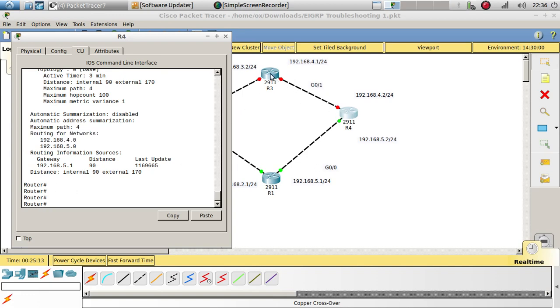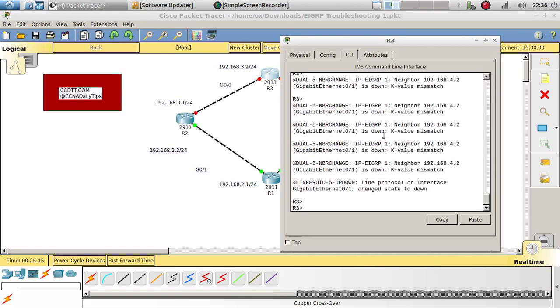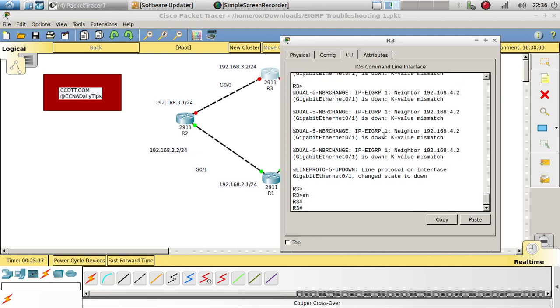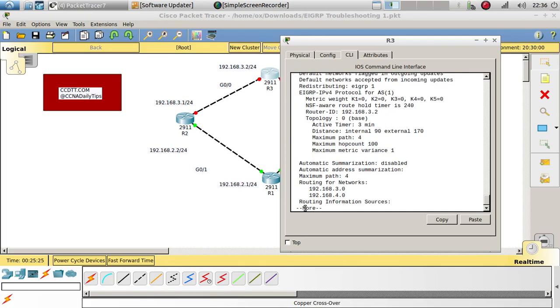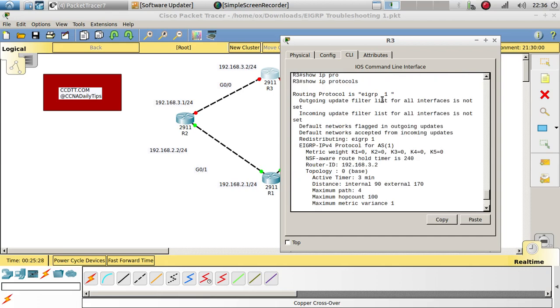So that's literally it, router 3 is the one with the incorrect K values. So we can do show IP protocols. Let's see, autonomous system 1, K value is 0. As you can see, the first one is supposed to be 1. This one is correct, but this one is incorrect. So K value 3 and 1 are incorrect. So let's go ahead and fix that.